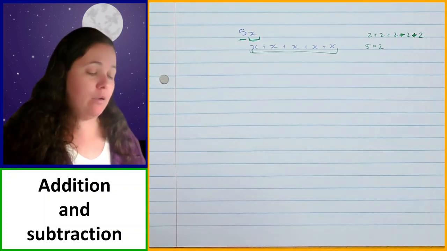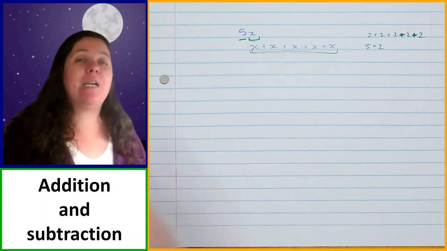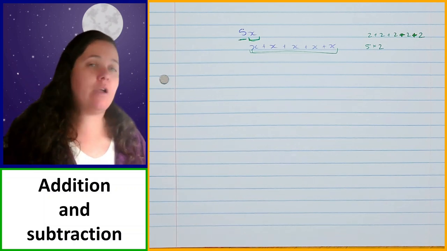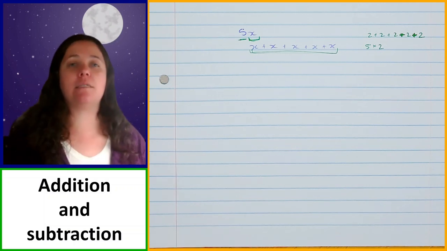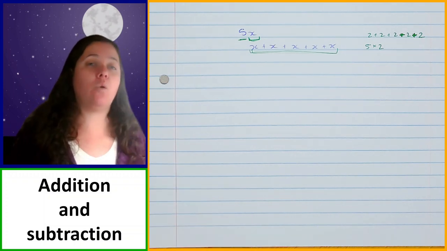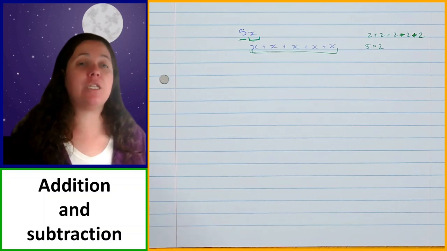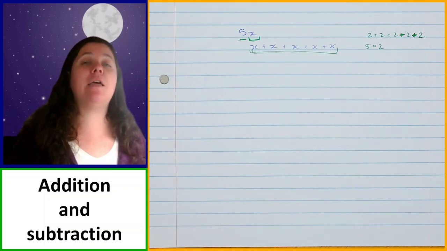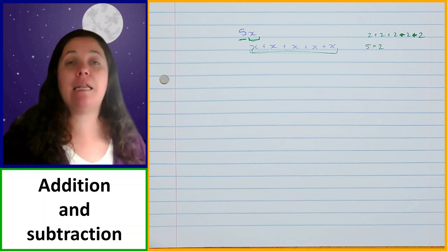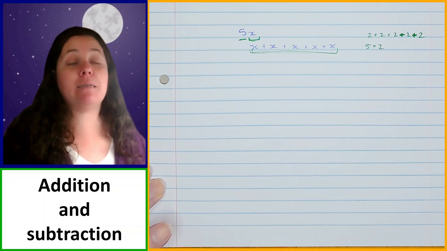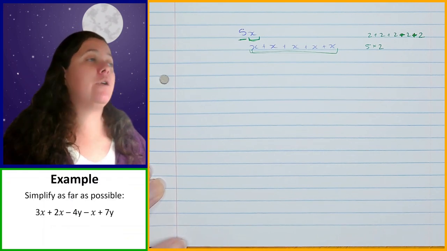Okay, so when we're working with addition and subtraction in algebra, we can only add the same types of things. So I can add x's, or I can add y's, or I can add x squareds, or I can add y squareds. X squared is not the same as x. We just learned that when we were doing our like terms. So if there are like terms, then we can add, and if there are not like terms, then we can't add, and subtract.